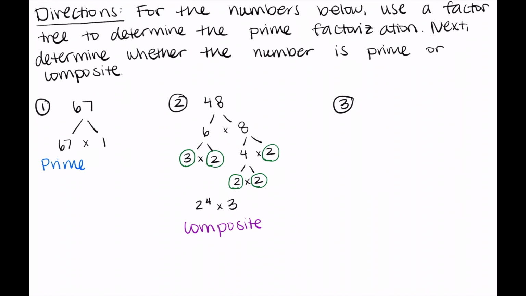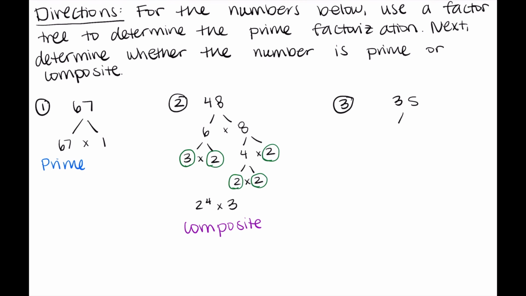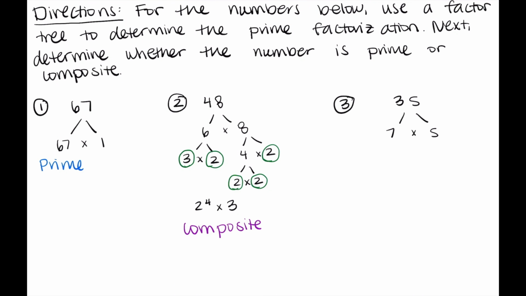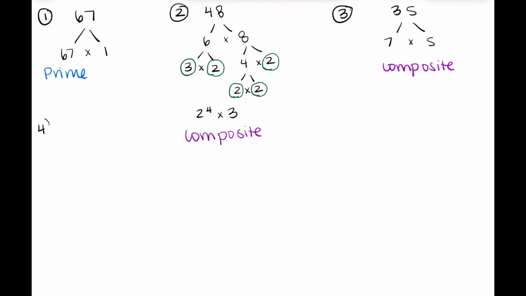Now we'll move on to our third practice problem of the day. For number 3, the number that we have is 35, and we know that 35 splits up into 7 times 5, right? 7 and 5 are factors other than 35 and 1, so we would classify 35 as a composite number. We have a few more practice problems for today.